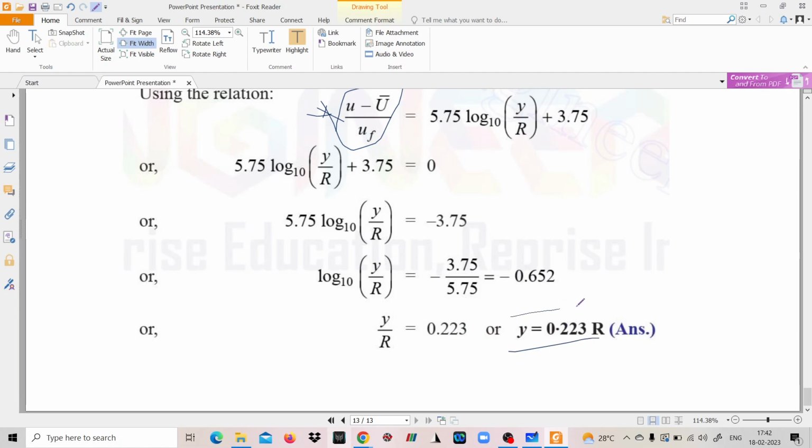So this is again a very important question. In terms of a descriptive question, you can get it like a derivation, or if you are expecting this question in competitive examinations, then they may give you some problem which might involve direct application of this term, that is y is equal to 0.223 times r for the general turbulent flow case in pipes.